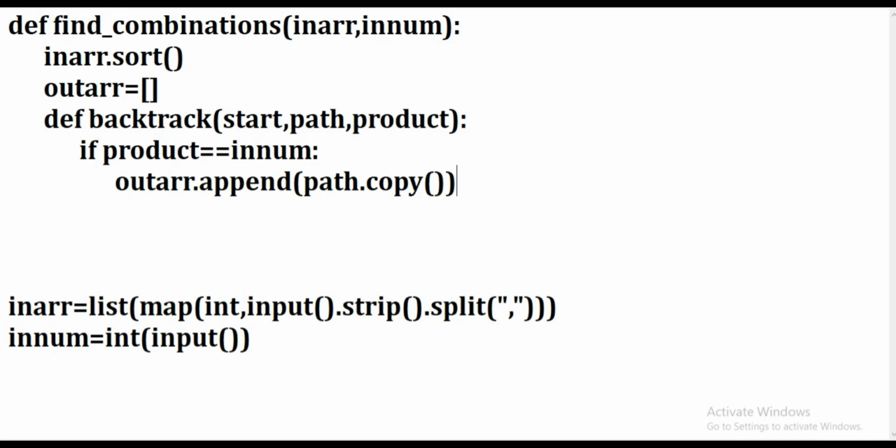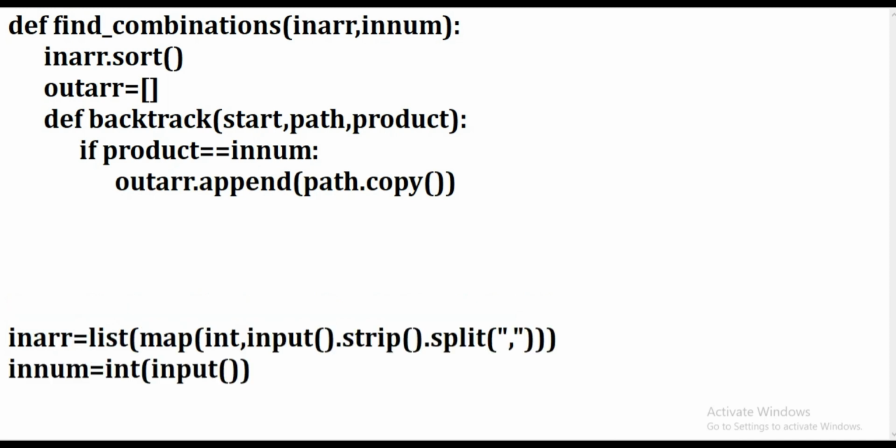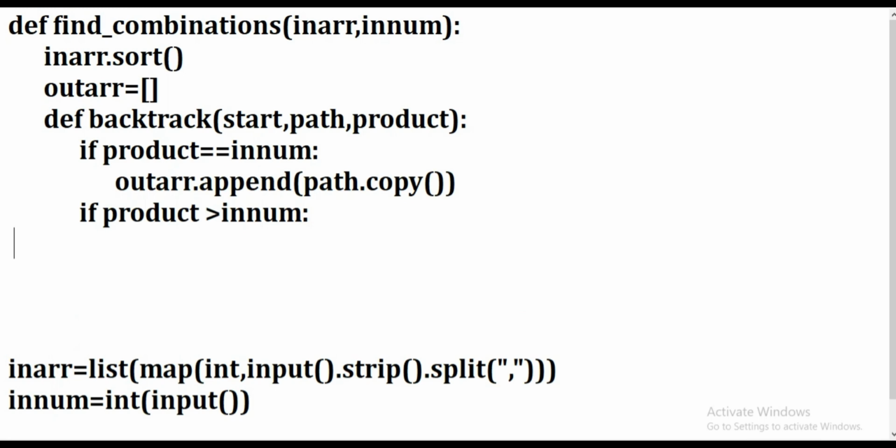And if that does not occur, then if the product is greater than the target, return. These are our two base conditions. Next we have to use the for loop.